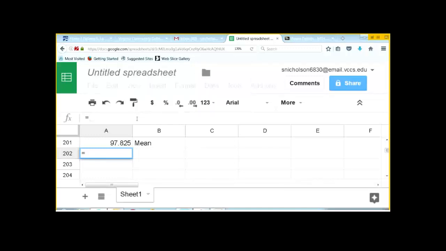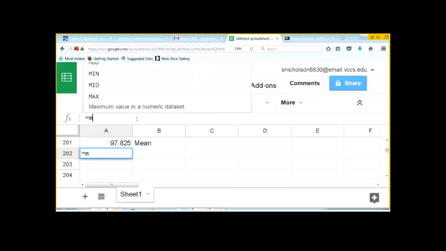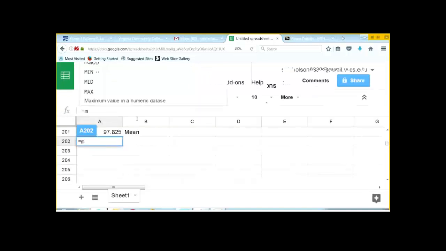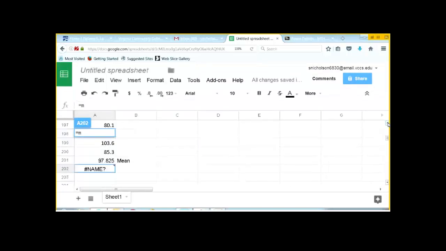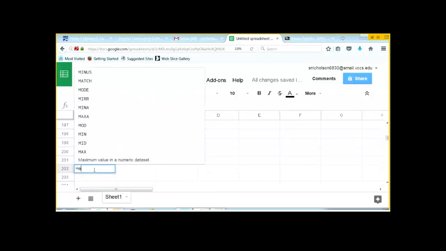Usually, maybe it is average. Let's see. What it will do is pop up functions that start with the letter M. So let me do that again. So equals M.